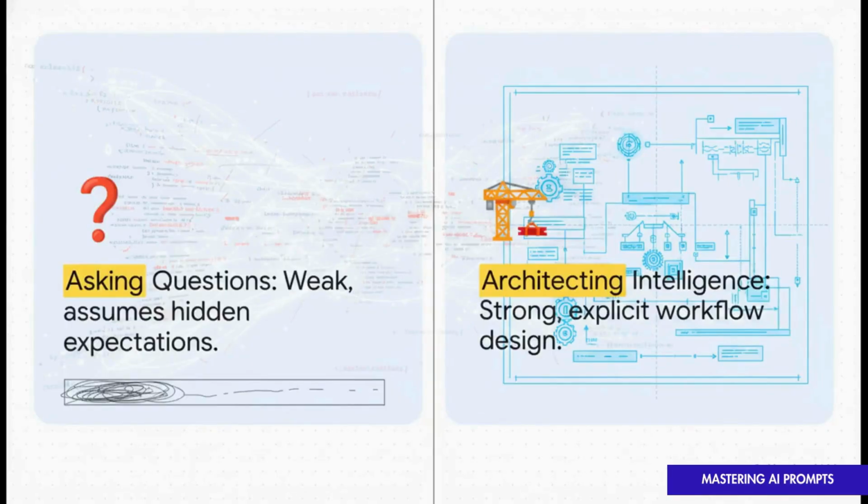Basically, the quality of what you get out is entirely dependent on the quality of the architecture you put in. And this brings us to the absolute core mindset shift. Casual users treat AI like a search engine, right? They just ask it questions. But asking questions is a really weak approach because it forces the AI to guess all your hidden expectations. Elite users, the intelligence architects, they don't just ask questions. They architect intelligence by designing explicit cognitive workflows. Whenever you just throw a simple, zero-shot question at an LLM, you should treat it like you're throwing raw, uncompiled code at a server. I mean, sure, it might run, but you have zero control over how it executes.